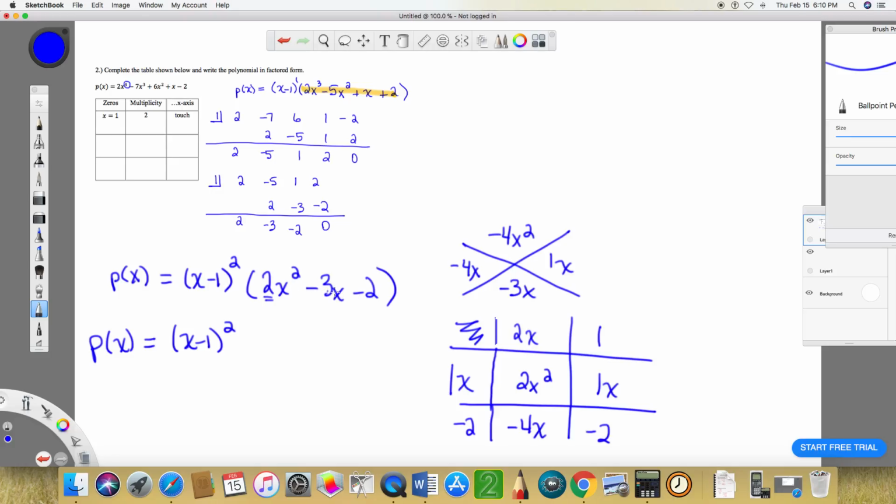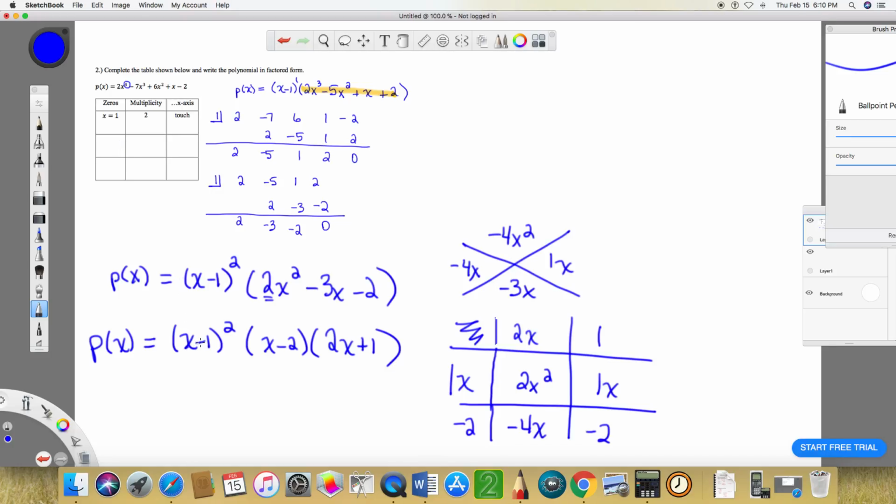So let's rewrite this in factored form. We've got x minus 2 and 2x plus 1. So I really can't factor this any further, so I'm ready to complete the rest of my table up here.